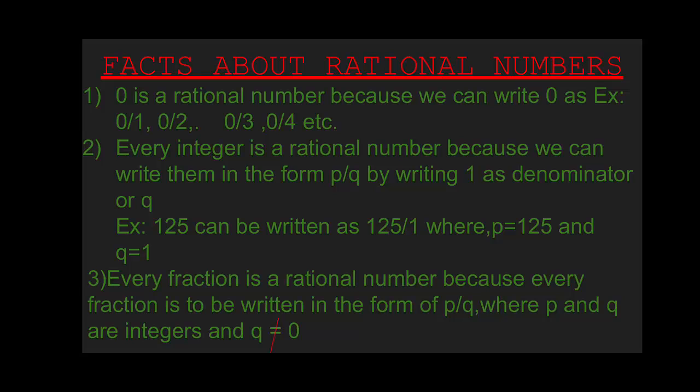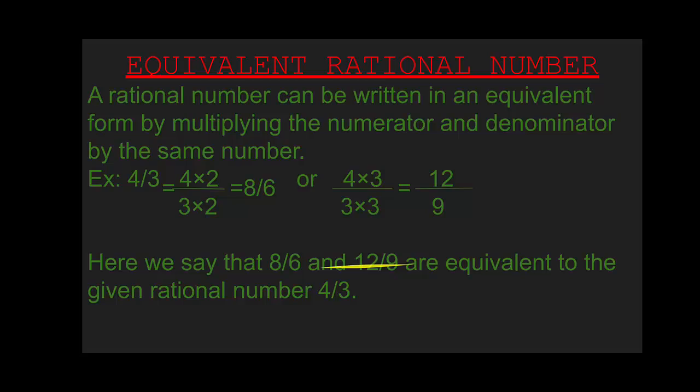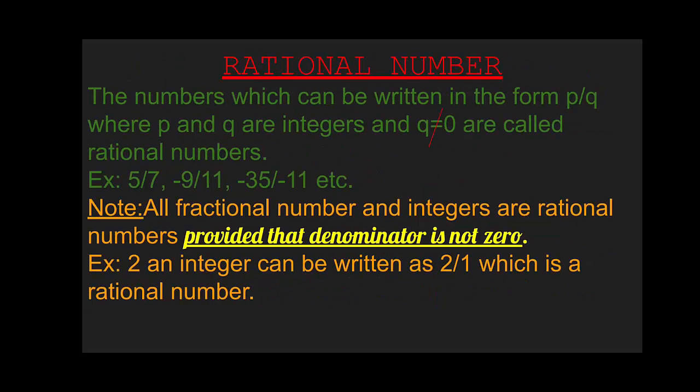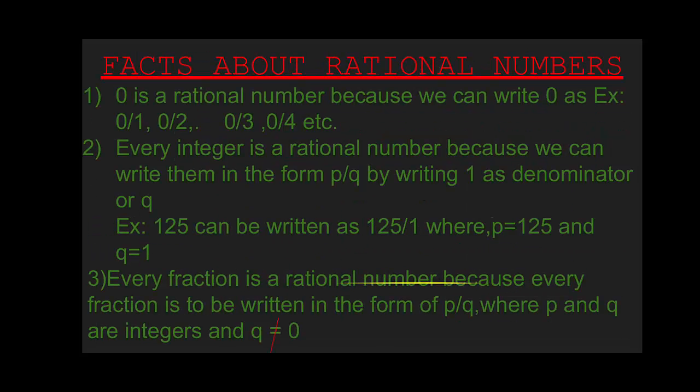Every integer is a rational number because we can write them in the form p by q by writing 1 as the denominator, like we have done here. 2 can be written as 2 divided by 1. So we can write any integer in the form p by q by simply dividing by 1, which will not change the number. So every integer is a rational number.